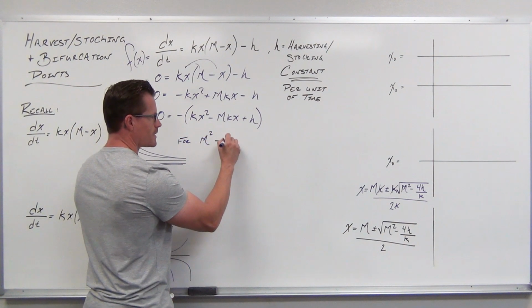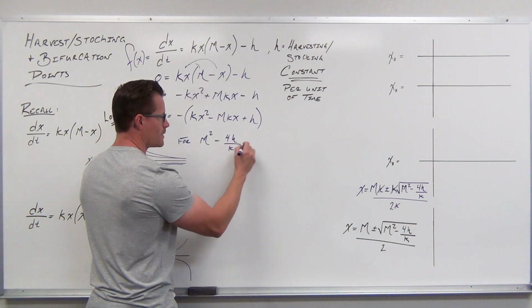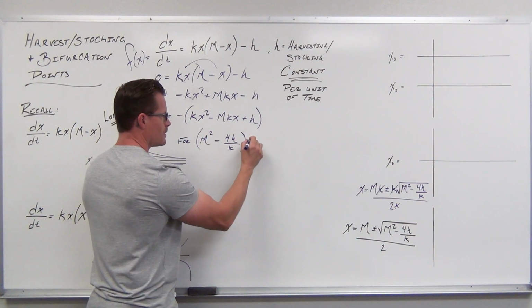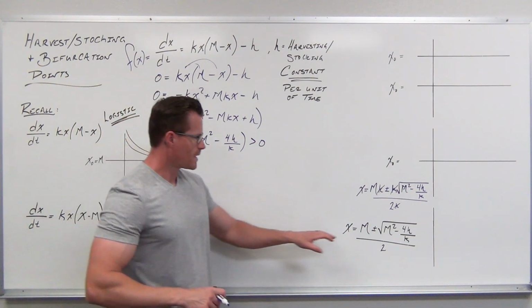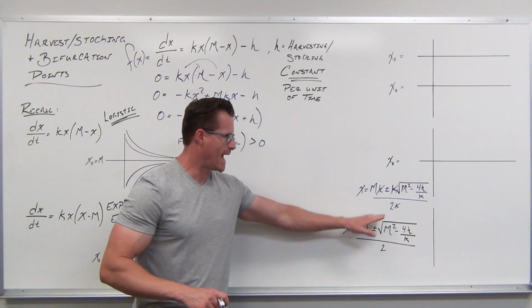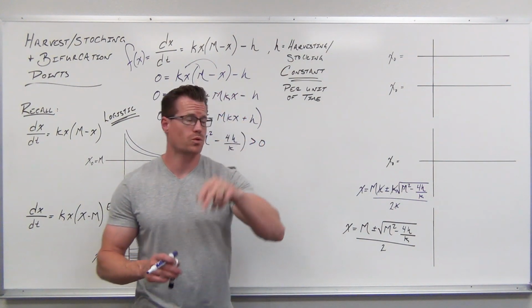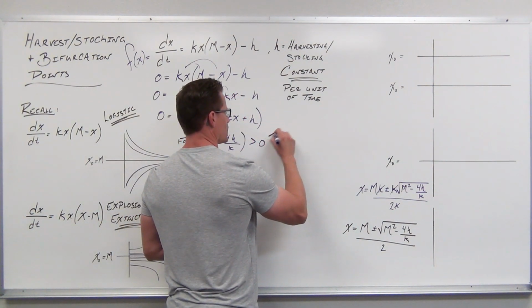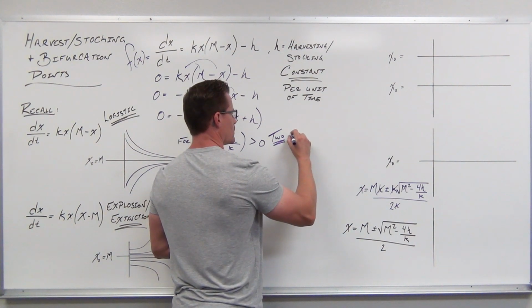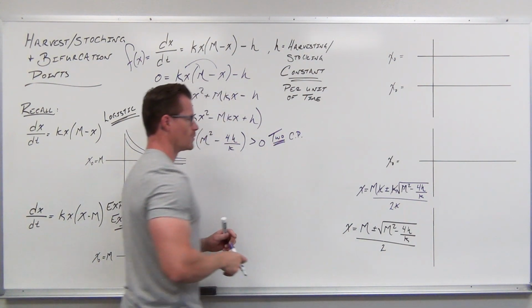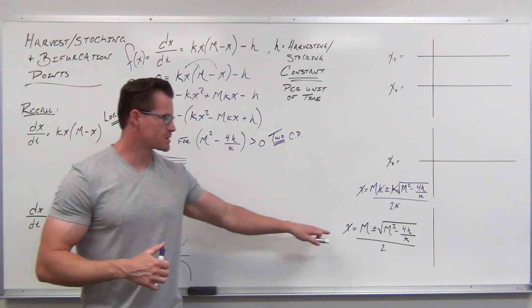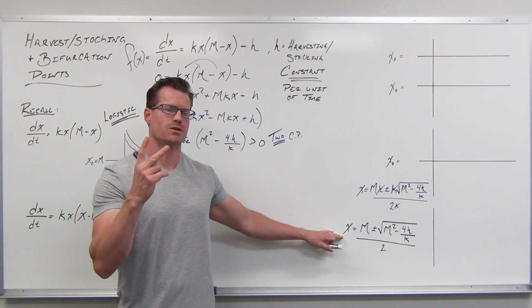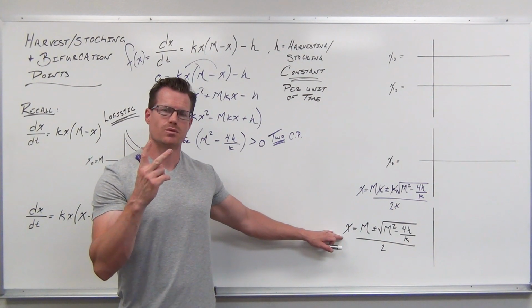m squared minus 4h over k is positive. If that's positive, we just went through it, but one more time. If this is positive, then we're going to add and subtract a real number. We will get 2 critical points. That means we get 2 solutions. X would equal 2 different numbers here, 2 critical points. That means that we could factor this.